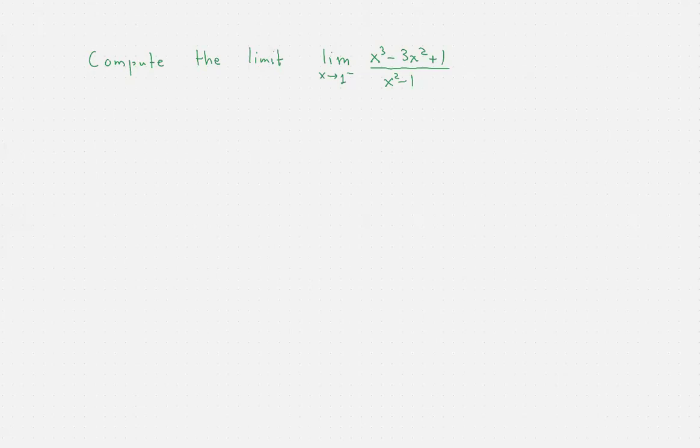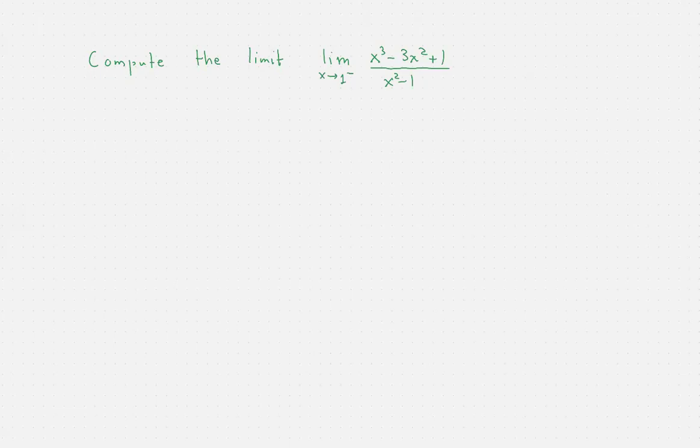So here we wish to compute a one-sided limit. That would be the limit of the function (x^3 - 3x^2 + 1) over (x^2 - 1). And as usual, our first attempt is to try to plug in. If we do that, then we get a non-zero quantity on the top, but we get 0 on the bottom, which pretty much tips us off that this is going to be an infinite limit.